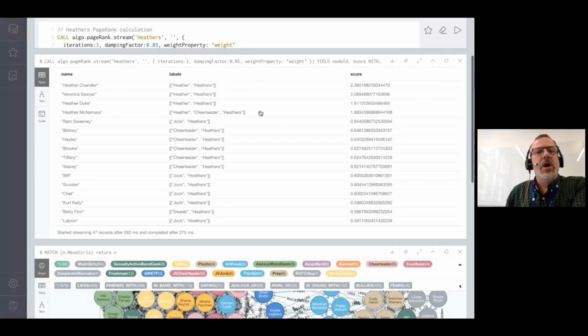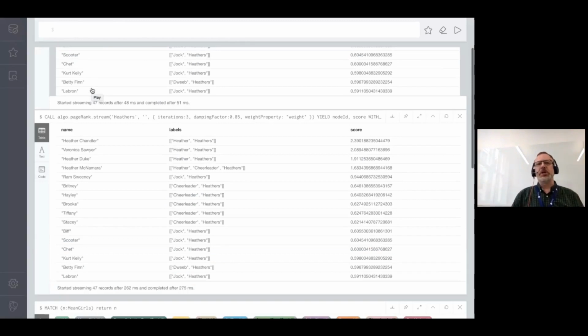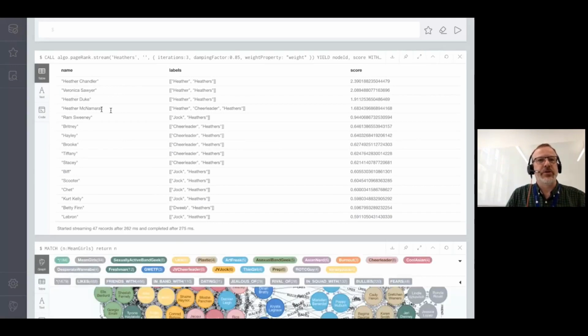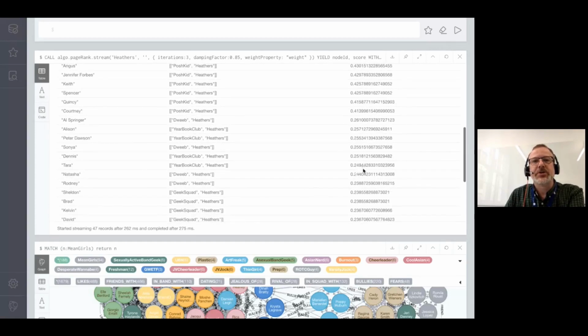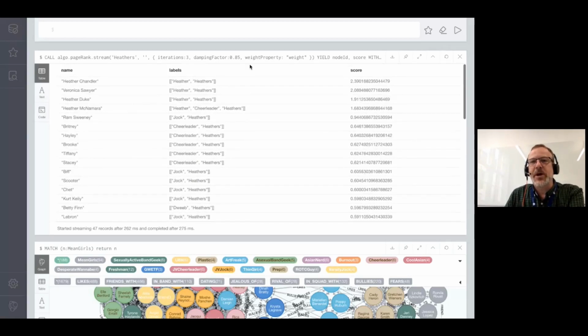There we go. So we can see these are our results. Heather Chandler, she's the queen bee of the Heathers. Naturally, it makes sense that she would be first, followed by Veronica Sawyer, Heather Duke, and Heather McNamara. And we can start to see some of that social stratification appearing even just in our score. So Heather Chandler has quite a high score. When you start getting down into the cheerleaders and the jocks, they have lower scores. And then as we move down through the posh kids, the yearbook club, the geek squad, and so forth, we can see that gradual decrease in popularity scores.